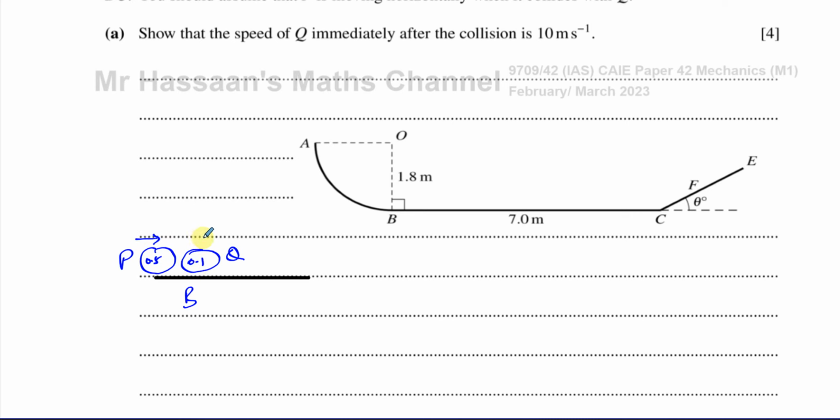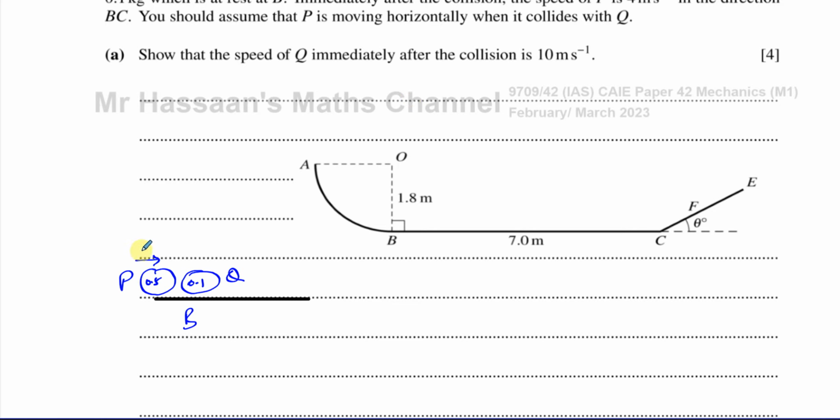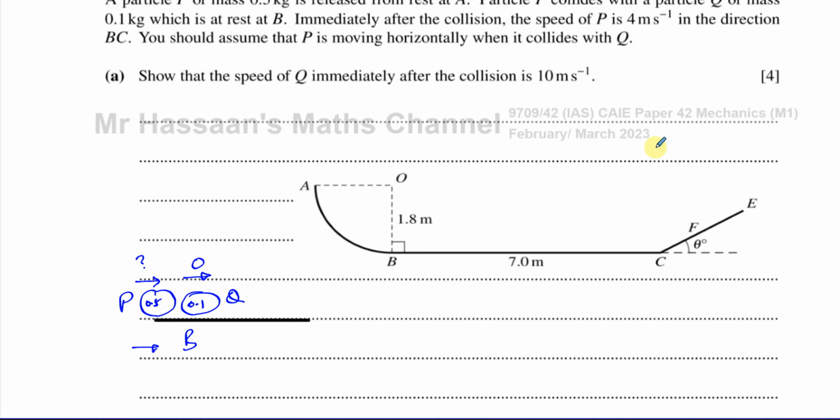P is moving with a speed before the collision, but we don't know what the speed of P is before the collision. The speed of Q before the collision is 0. The speed of P after the collision, they've told us, is 4. And what we have to show is that the speed of Q is equal to 10.